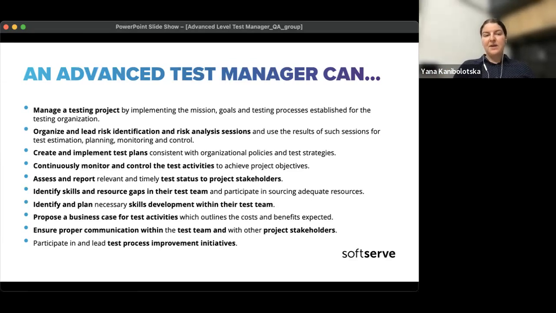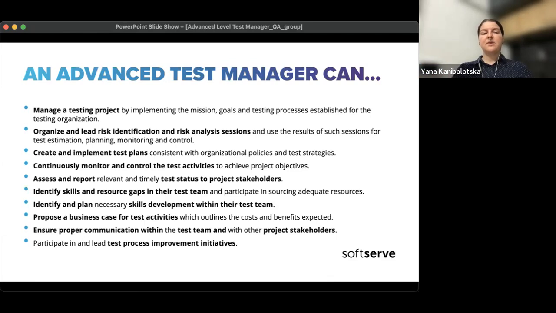The next thing a test manager can do is organize and lead risk identification and risk analysis sessions. And actually in this exam, they really put a lot of attention on the risk section. Not just identification of risk, but risk-based test strategies, for example. They have a lot of questions, and it's really a big part of this certification, this work with risks. So it's pretty important and interesting.